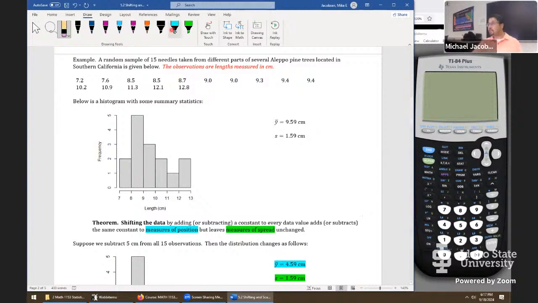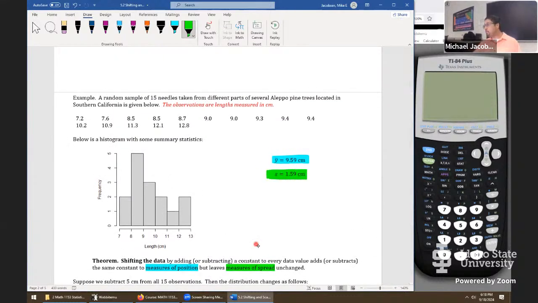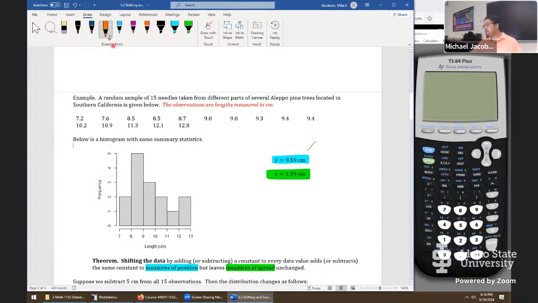We also have a sample mean of 9.59 centimeters, sample standard deviation of 1.59 centimeters. But this one is a measure of position. It's measuring the center. This is a measure of spread. So what are we going to do?